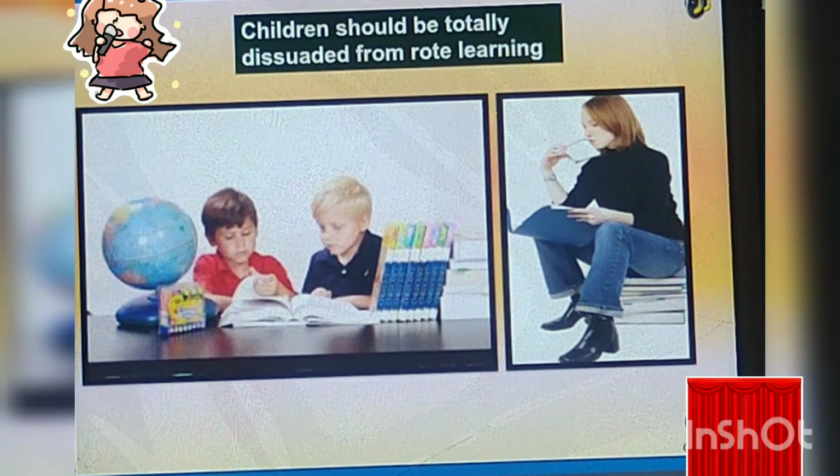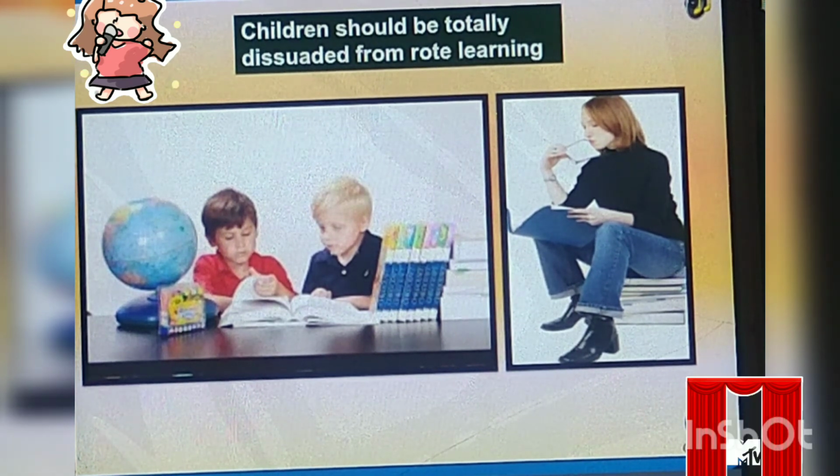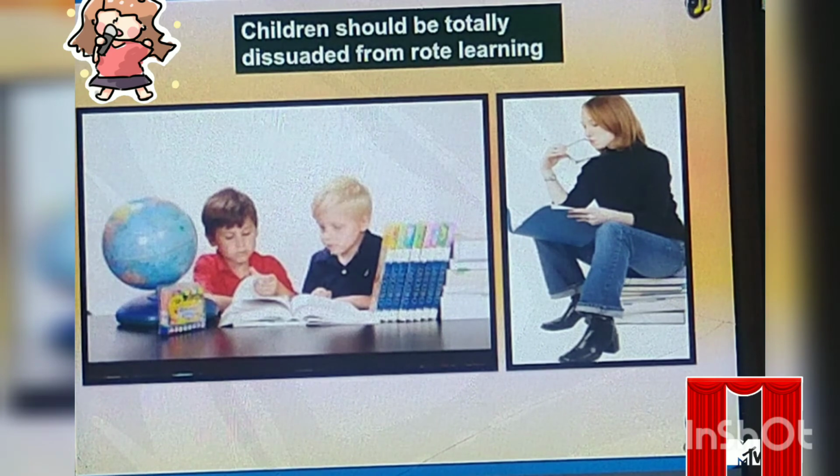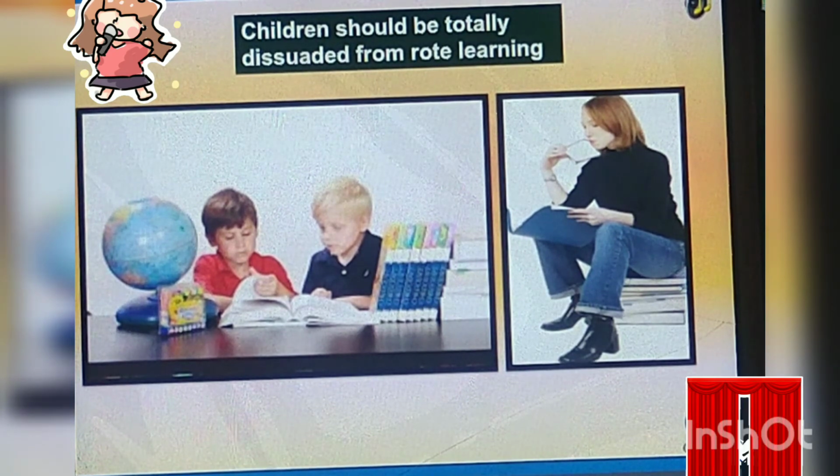Children should be totally dissuaded from rote learning. That means learning by heart, and that too what? Without understanding. That is called rote learning by heart. Learning something by heart without understanding is rote learning.